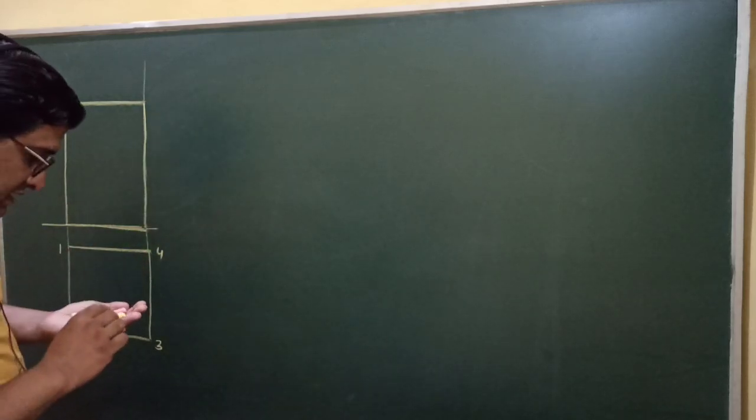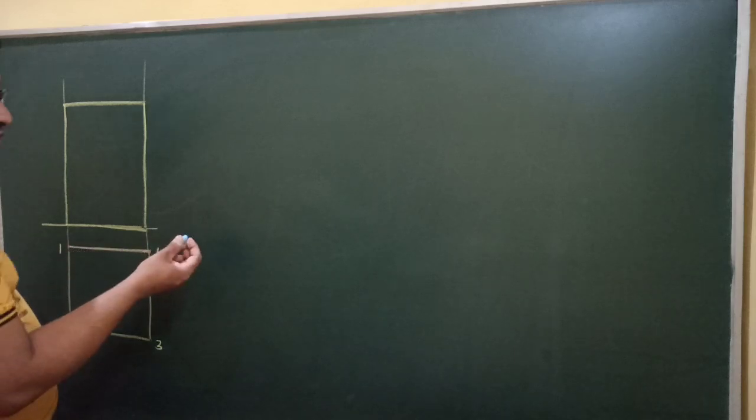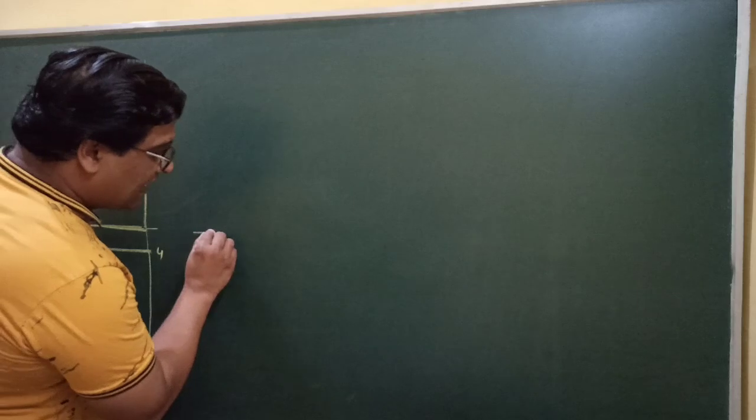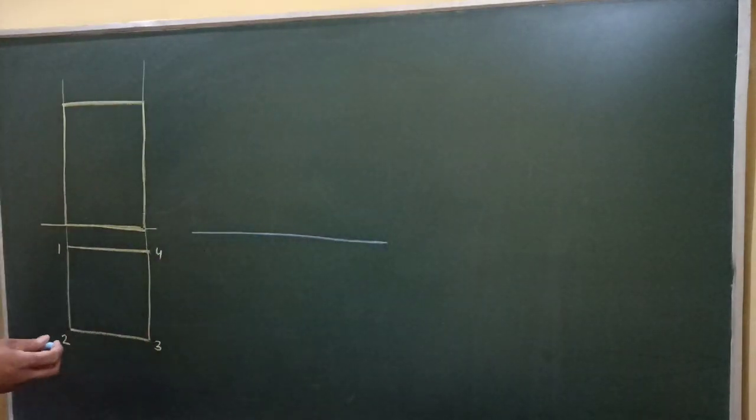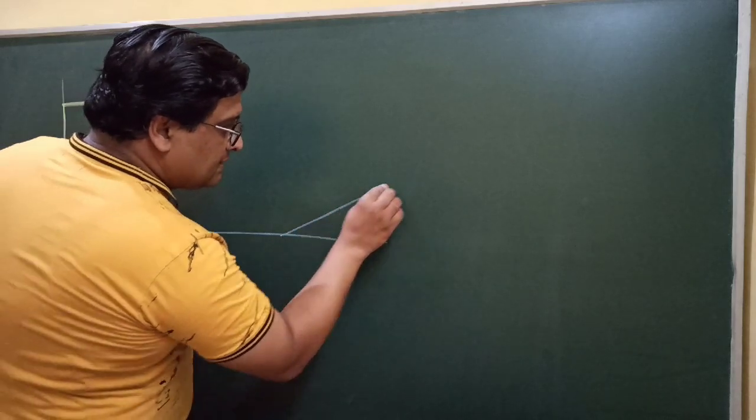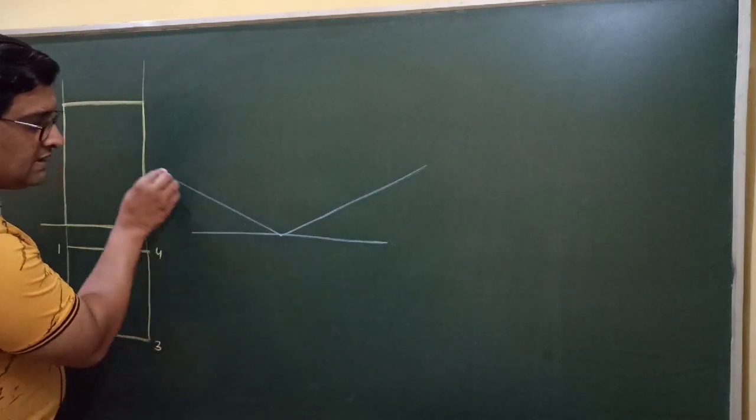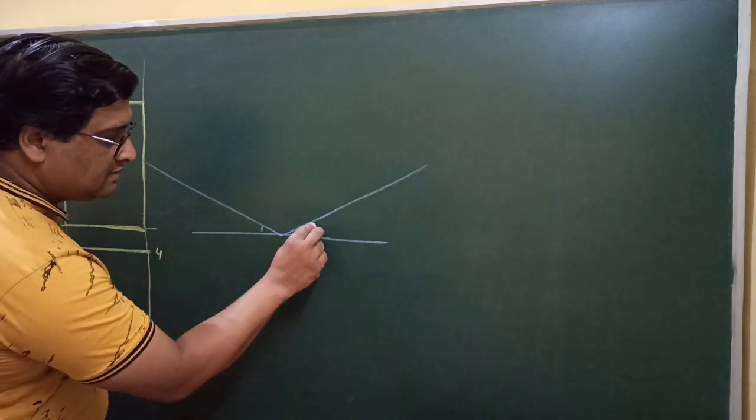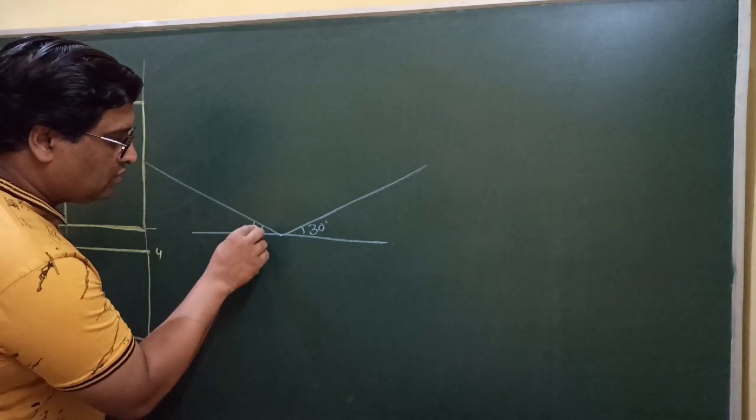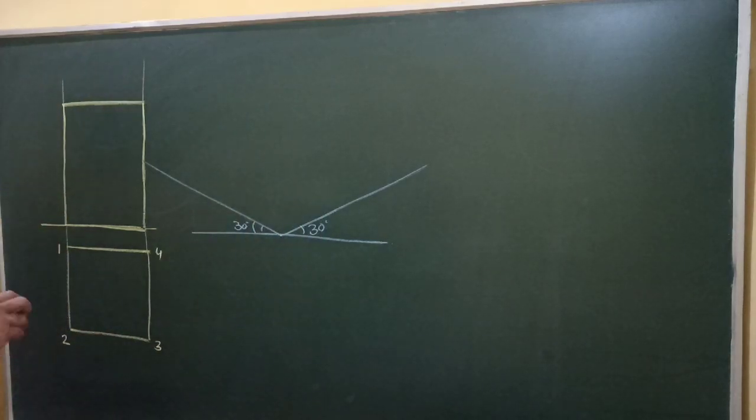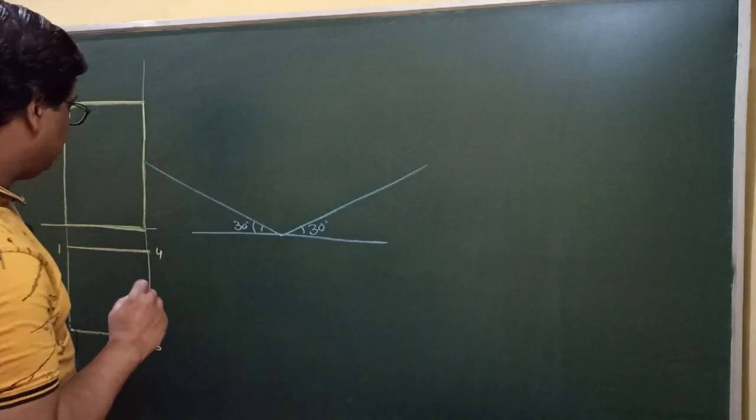As we discussed in our previous videos, first of all, draw a horizontal line like this and draw two lines at an angle of 30 degrees on this horizontal line. These two lines are 30 degrees to the horizontal. These are the receding lines or isometric lines.